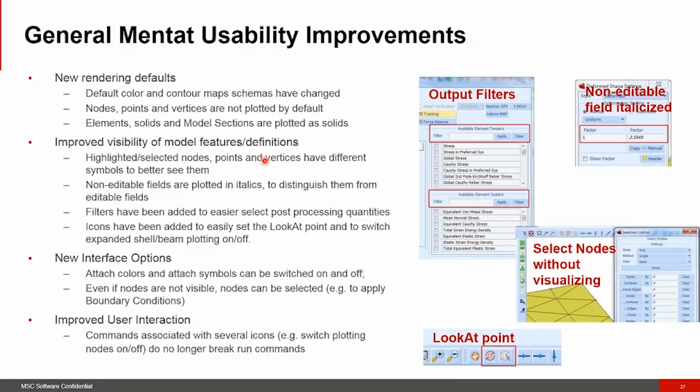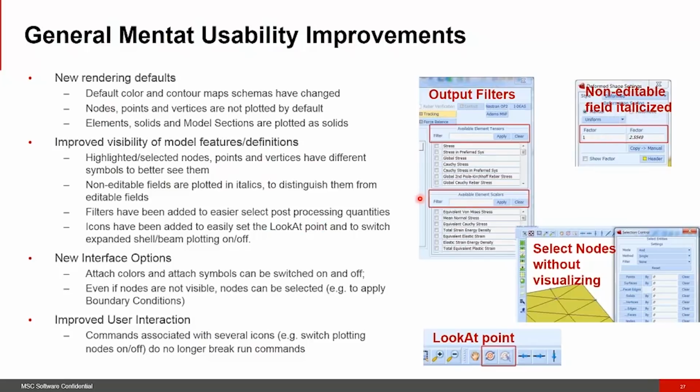There's visibility of specific model features and definitions we've done. Highlighted and selected nodes, points, and vertices are going to have different symbols in order to better see what you picked. The one I want to make sure you do see is this one up here in the upper right. Non-editable fields are italicized so that it's clear what's non-editable, in this case based on the option. Since you're not doing automatic, you're doing manual, this is the factor that you would adjust, and if you had selected automatic, this would disappear, and this is still non-editable because it's automatic.